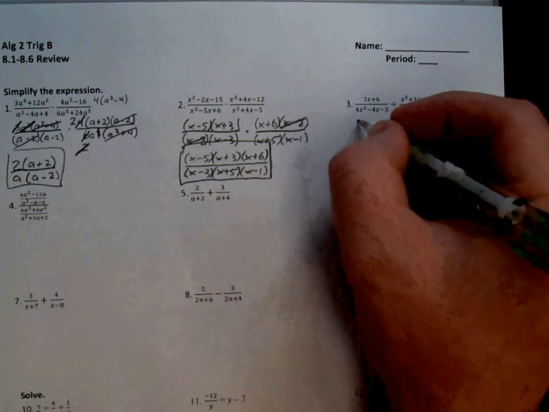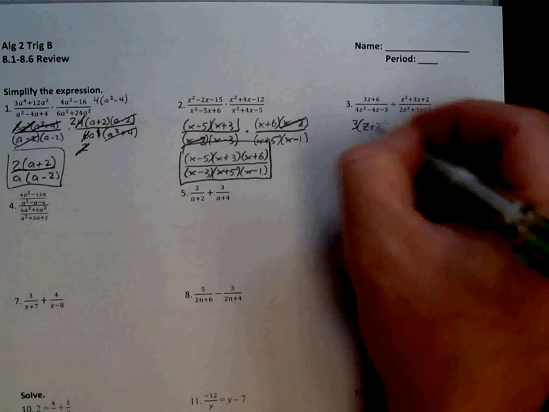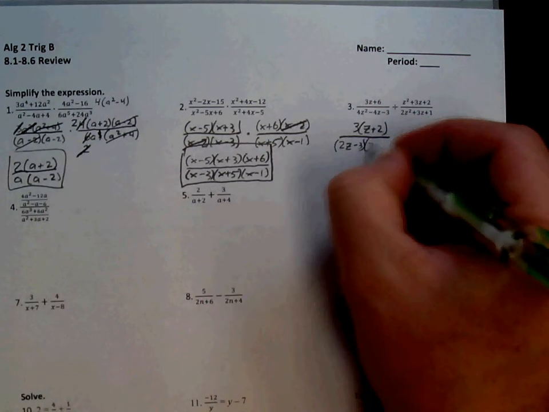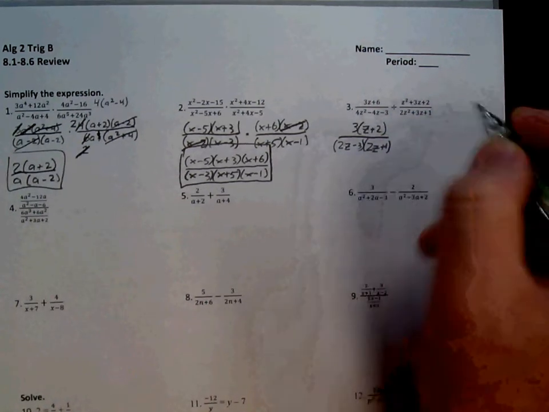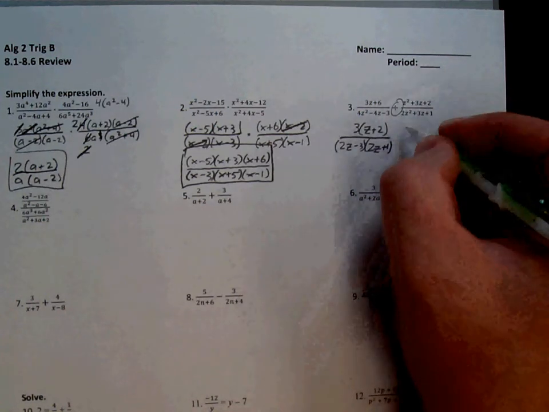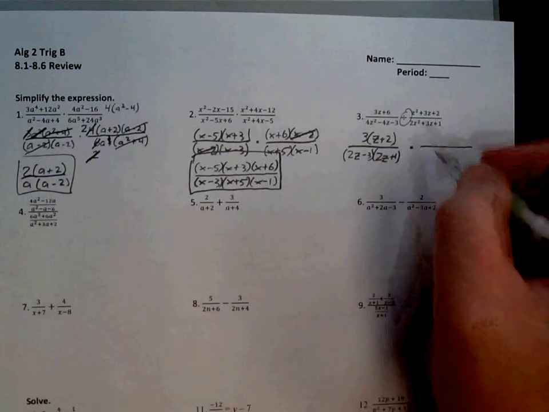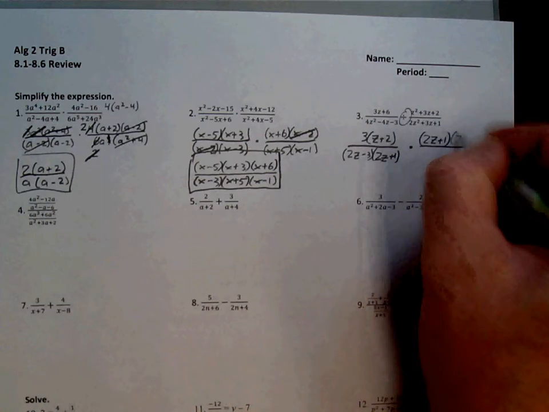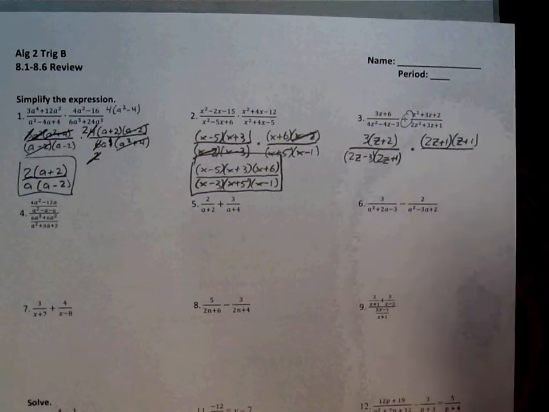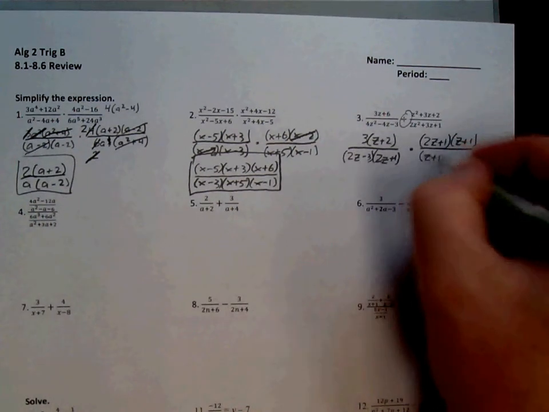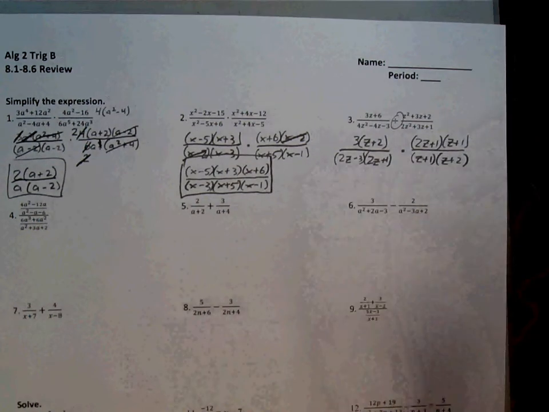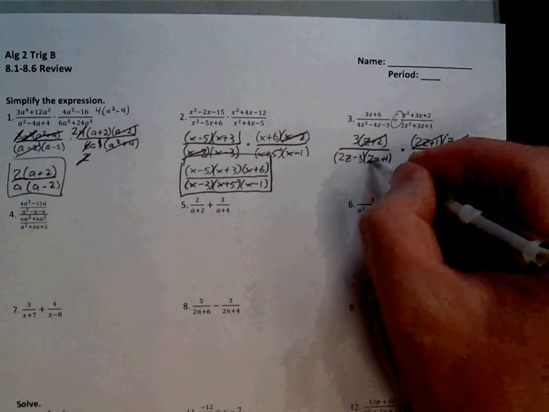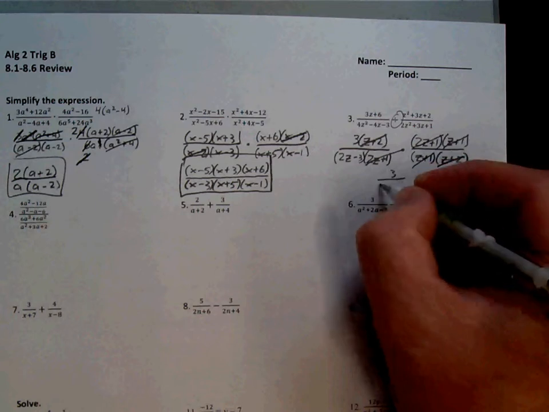Number 3, 3 times z plus 2. For the denominator, I get 2z minus 3, 2z plus 1. Since it's division, I've got to flip it, so I can do a multiplication problem. So 2z squared plus 3z plus 1 goes to the top. It factors to 2z plus 1, z plus 1. And then the z squared plus 3z plus 2 goes to the bottom and factors to z plus 1, z plus 2. Now I'm looking for common factors. I can cancel out z plus 1's, z plus 2's, 2z plus 1's, leaving me with 3 over 2z minus 3.